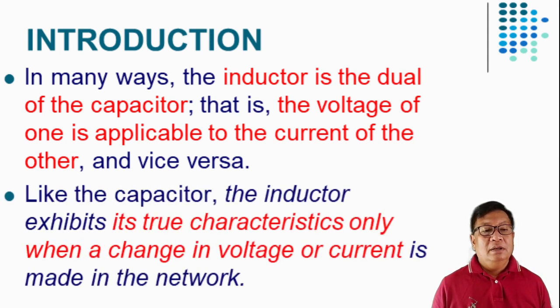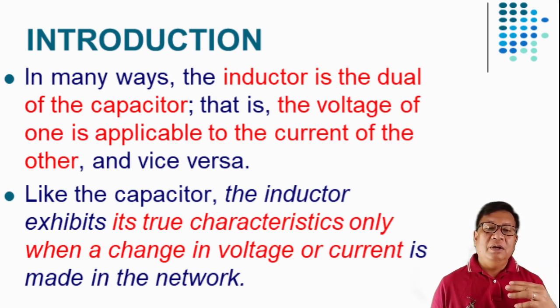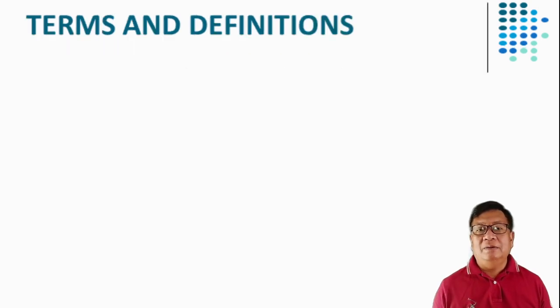Then, like the capacitor, the inductor exhibits its true characteristics when a change in voltage or current is made in the network. So in other words, when there is a change in the value of our voltage or current, there will be a corresponding induced voltage or current respectively.